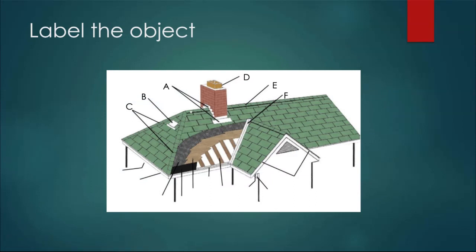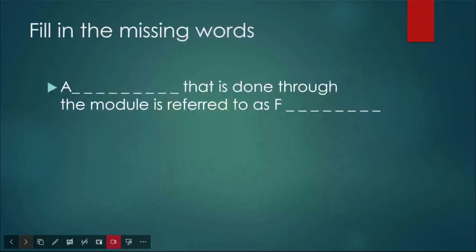Classic, label the object. So in this case, bit of construction, labeling the different components of a roof. They could write it on a piece of paper or they could call it out. There's different ways you could facilitate that. But again, simple way of using PowerPoint and the teacher being able to check student knowledge.